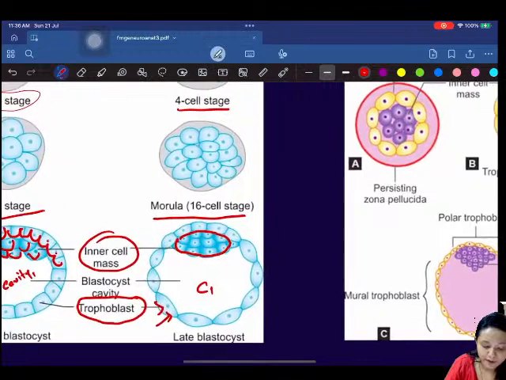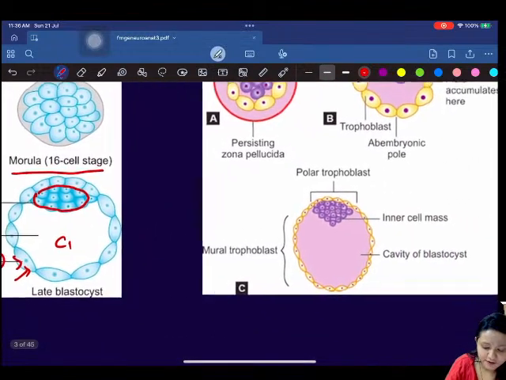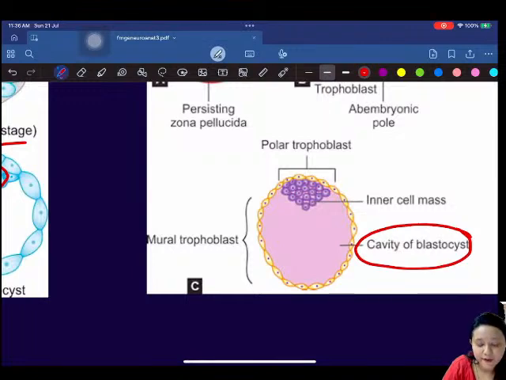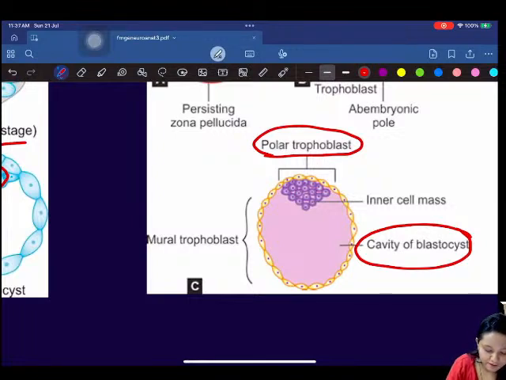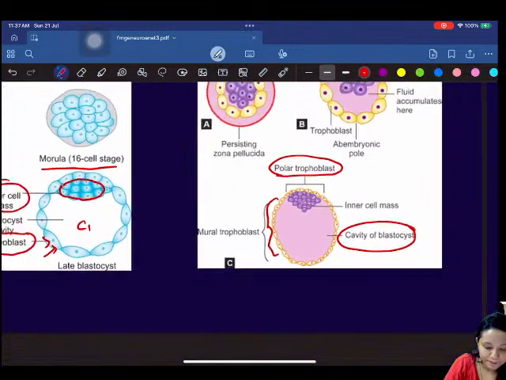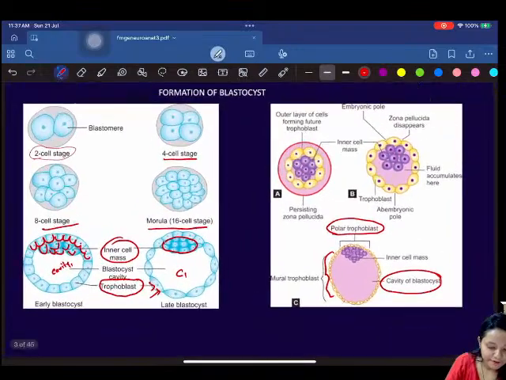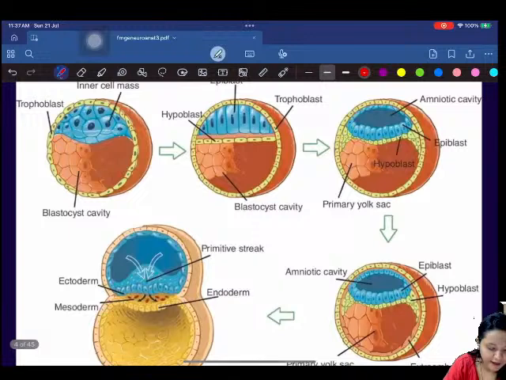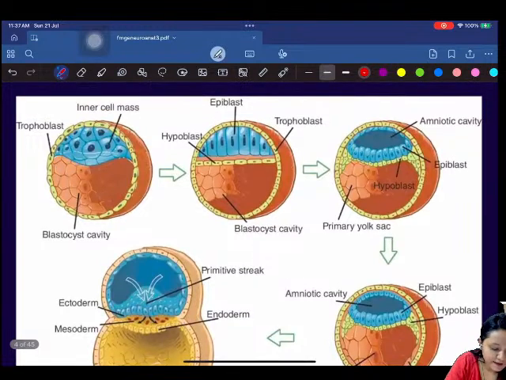ठीक है. So इतना तक समझ में आ गया कि first we have the blastomere 2-cell stage, then 4-cell, then 8-cell, then morula. Then after this cleavage, we have an inner cell mass and a cavity. This is known as the cavity of the blastocyst or the blastocele. The part near the inner cell mass is the polar trophoblast, and the outer trophoblast is the mural trophoblast. So itna tak to you know only. After that, what happens?